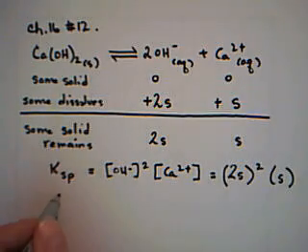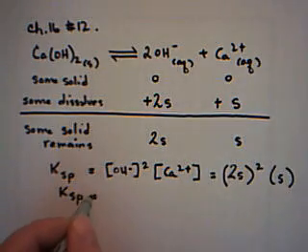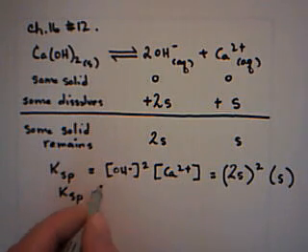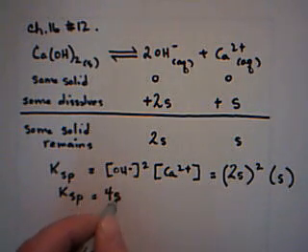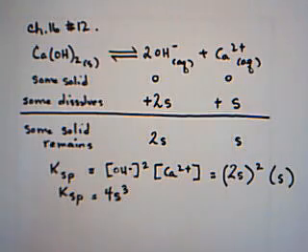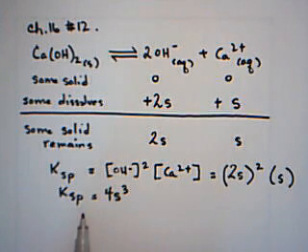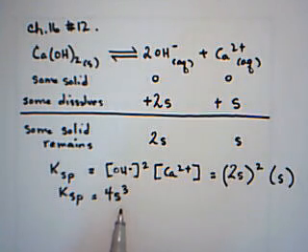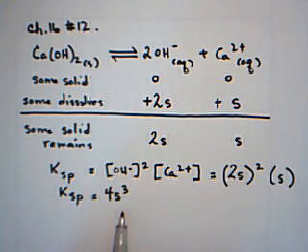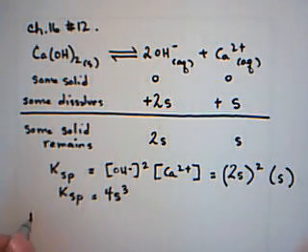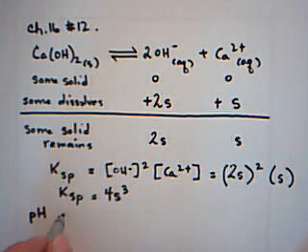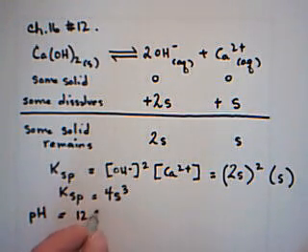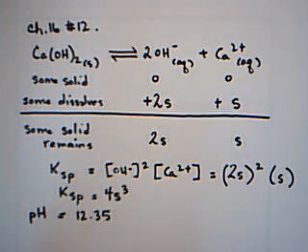Okay, and so that tells us that our Ksp is equal to not 3, but 4s squared times s, so that's 4s cubed. Now, if I knew what the Ksp was, I would simply find my solubility by solving for s. In this question, I'm not given the Ksp, but I am given the pH at equilibrium. Okay, so I do know that the pH at equilibrium is equal to 12.35. We expected it to be quite basic.